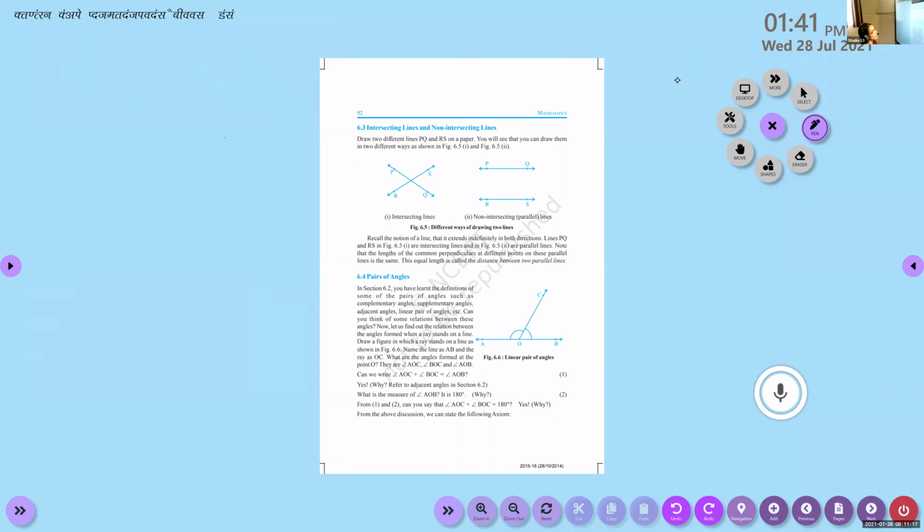Two lines PQ and RS. In one figure they are intersecting. Next figure they are parallel. Okay.